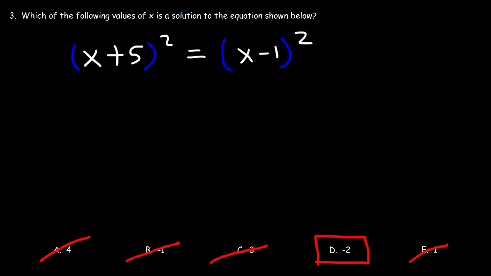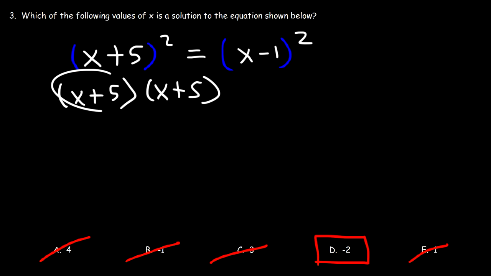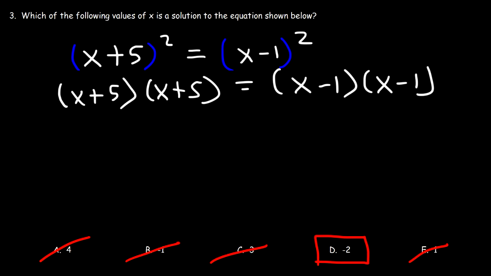Now let's get back to this problem. X plus 5 squared, you need to understand that it's the same as x plus 5 times x plus 5. It means we have two of these expressions multiplied to each other. So x minus 1 squared is equivalent to x minus 1 times x minus 1. Now what we need to do at this point is we need to FOIL.